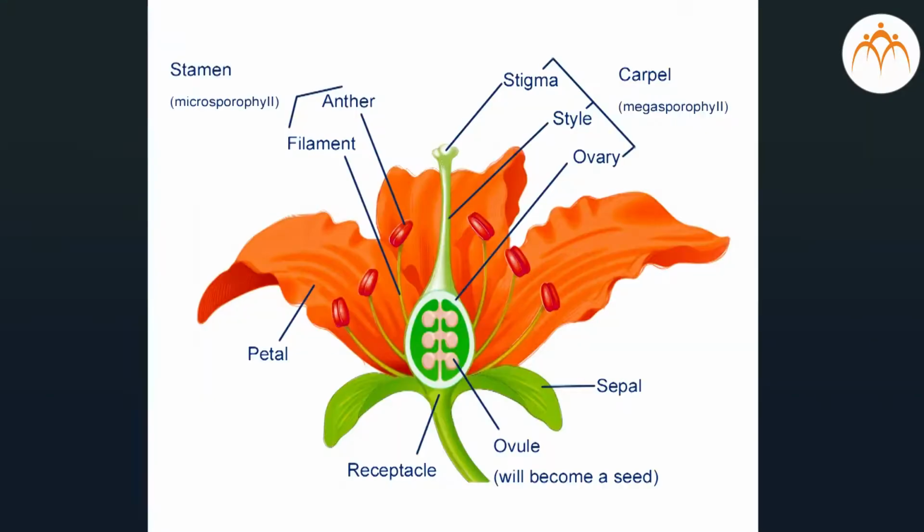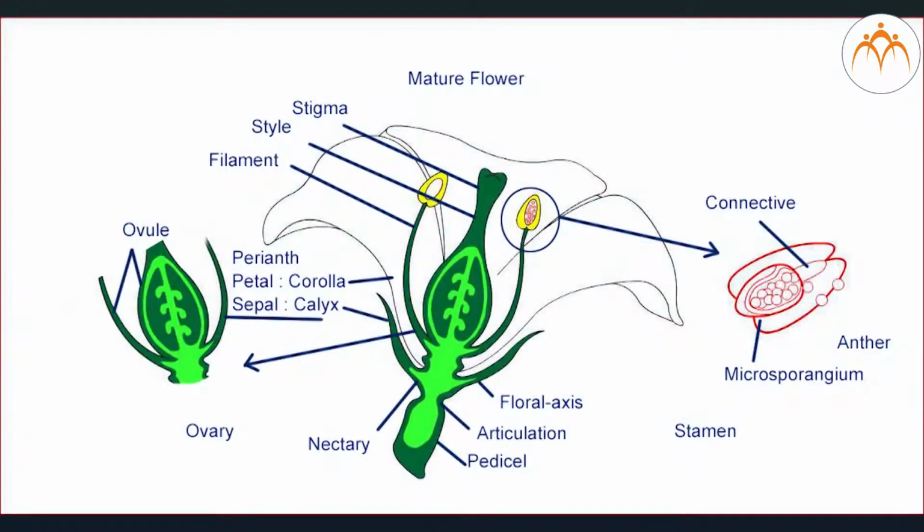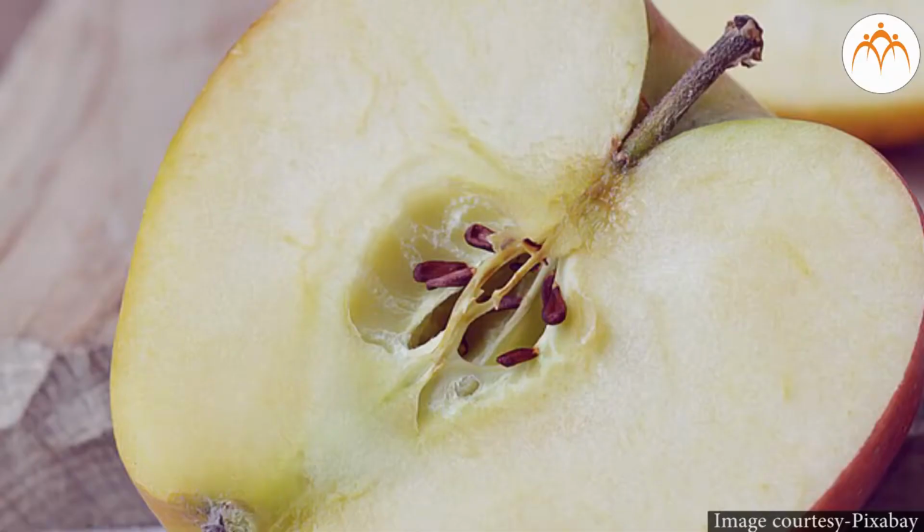Summary. Flowers are produced for reproduction. Parts of flower are pedicel, calyx, corolla, androecium and gynoecium. Fruits and seeds develop from flowers.